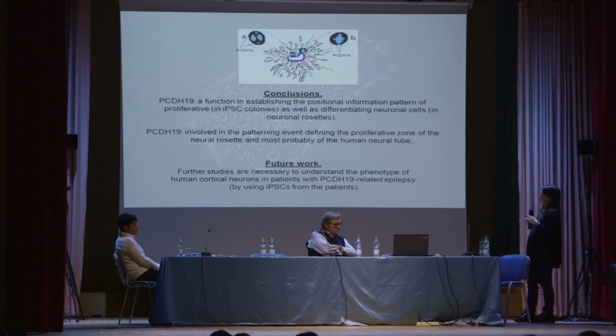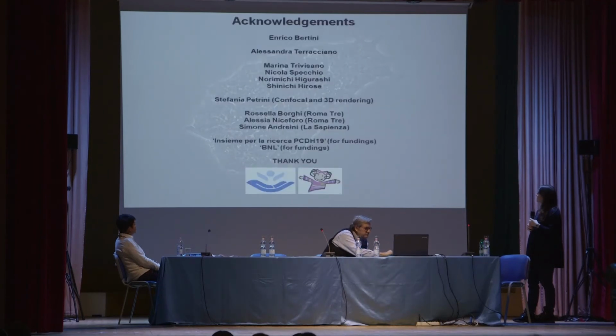We could also say that PCDH19 may be involved, as visible in the zebrafish studies, but also in the case of specific localizations at the central portion of the neural rosette, in the patterning events which allow for the development of the nervous system, and especially of the neural tube in man. In future, it is going to be important to understand what the phenotype of the cortical neurons is, and how the rosettes behave in cells harvested from patients that have the pathology.